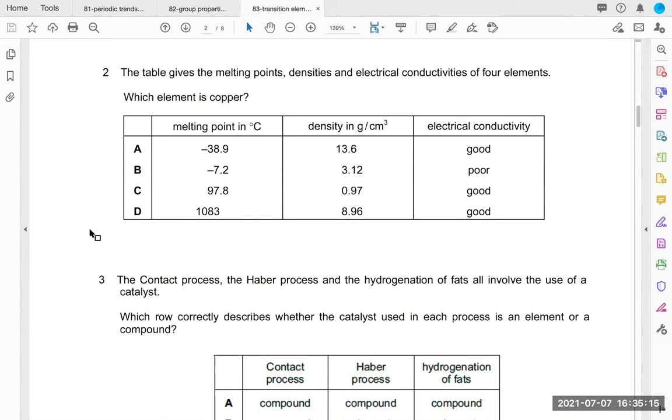Okay, the table gives the melting points, densities, and electrical conductivities of 4 different elements, which is copper. So copper, we know, copper is high melting point. So it can't be A, B, or C. There you go. But just to confirm, copper has high density. Yes. Copper is a good conductor. In fact, it's an excellent one.